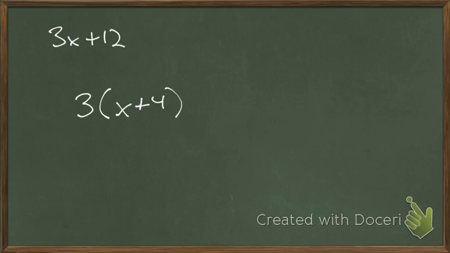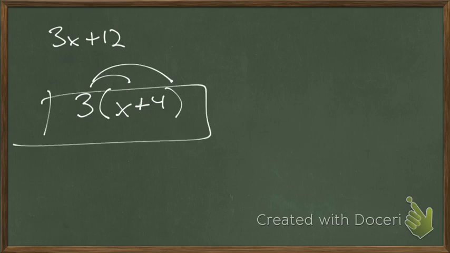And one thing you can always do, don't actually do it, just imagine it: if we distribute, there's my 3x, there's my 12, right? I wouldn't actually distribute to check it, but I'd think about, if I did distribute, what would my answer be? And it should be what we started with. So my answer, 3 times x plus 4, have I changed the value of my expression? No, it's still the same expression, it just looks different. So before we distributed, now we're undoing distribution.